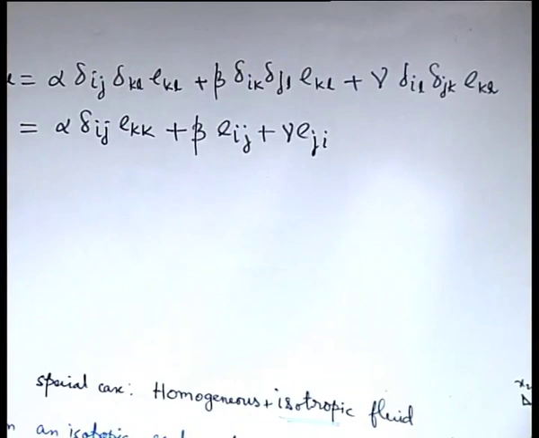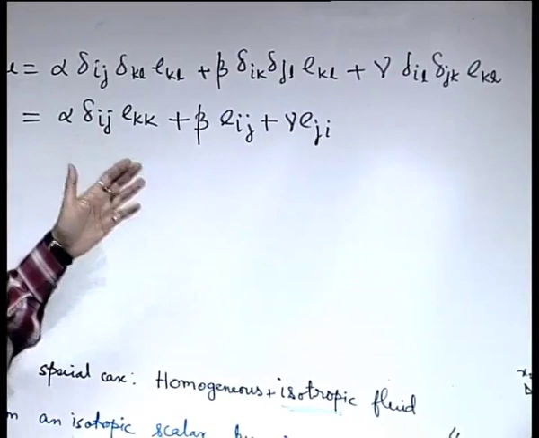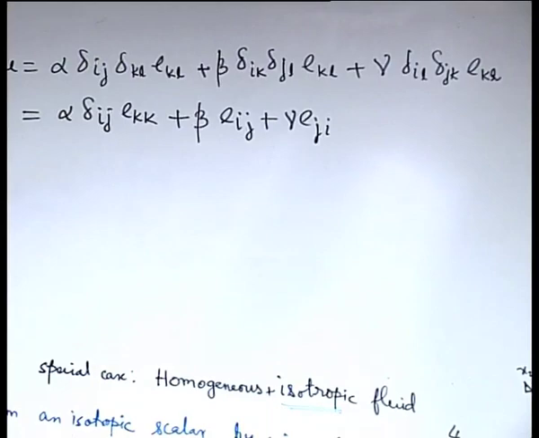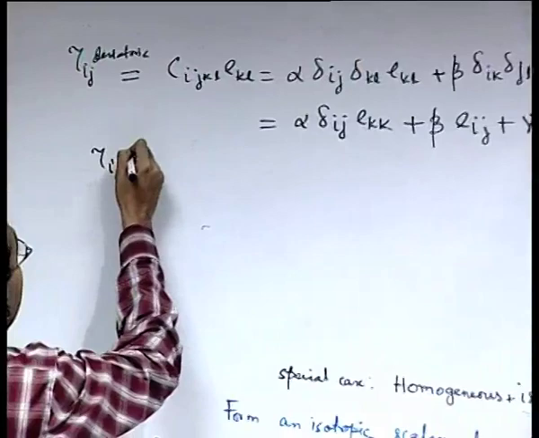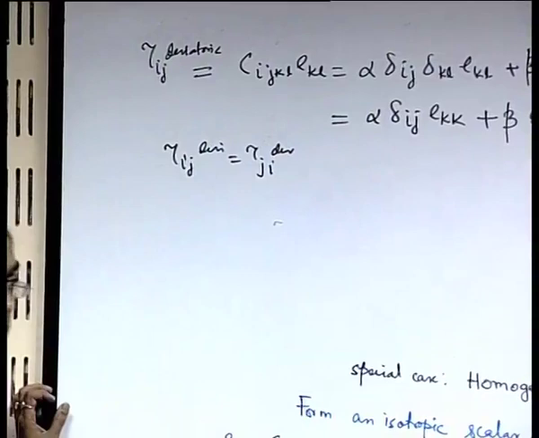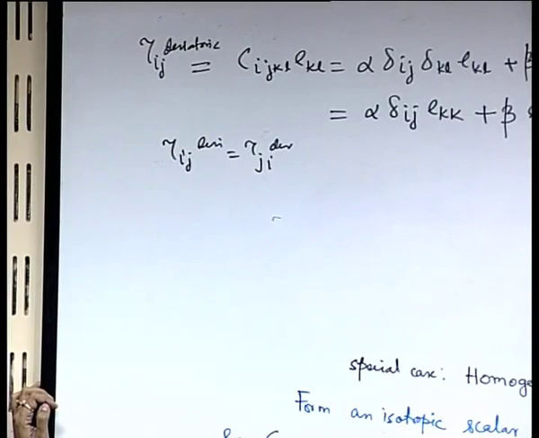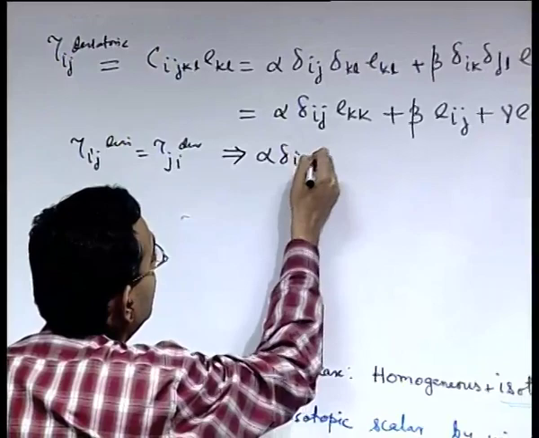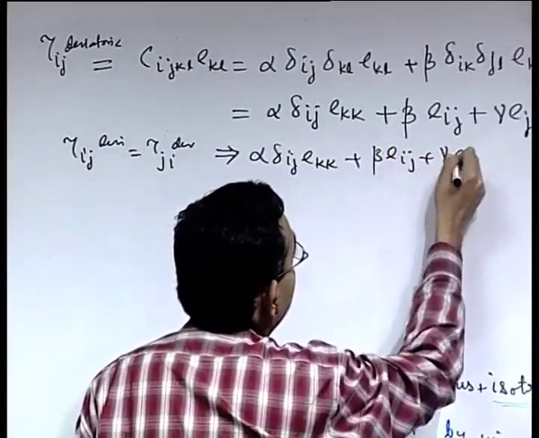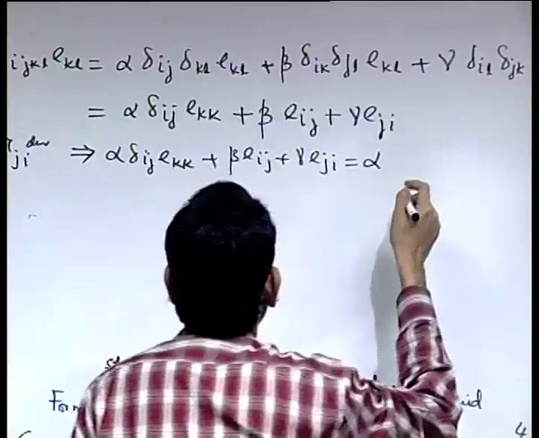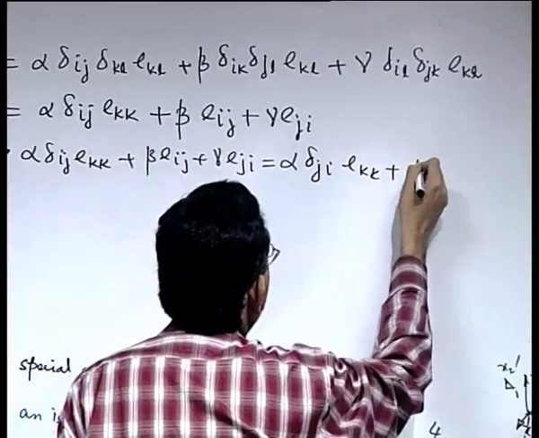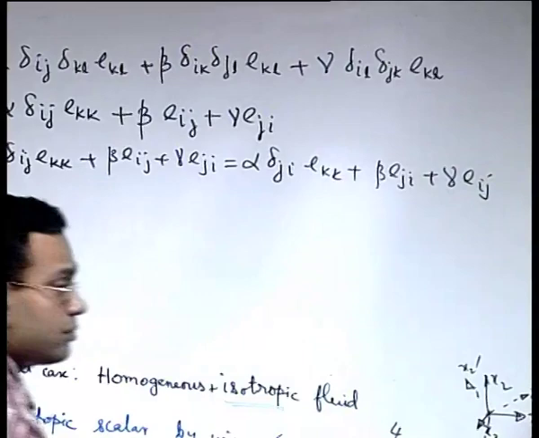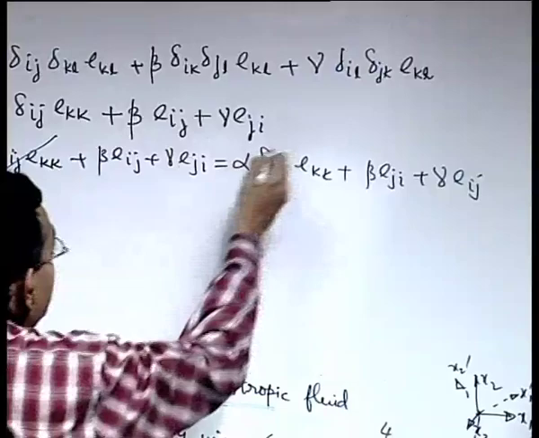Now, we can easily show that beta equals gamma. How can we do that? If you consider the symmetry of tau ij deviatoric, that tau ij deviatoric is equal to tau ji deviatoric. The stress tensor is symmetric and its hydrostatic and deviatoric components themselves are individually symmetric. So, that means alpha delta ij Ekk plus beta Eij plus gamma Eji is equal to, just swapping i and j, alpha delta ji Ekk plus beta Eji plus gamma Eij. And delta ij and delta ji are the same. So, these will cancel. From this it follows that beta is equal to gamma.